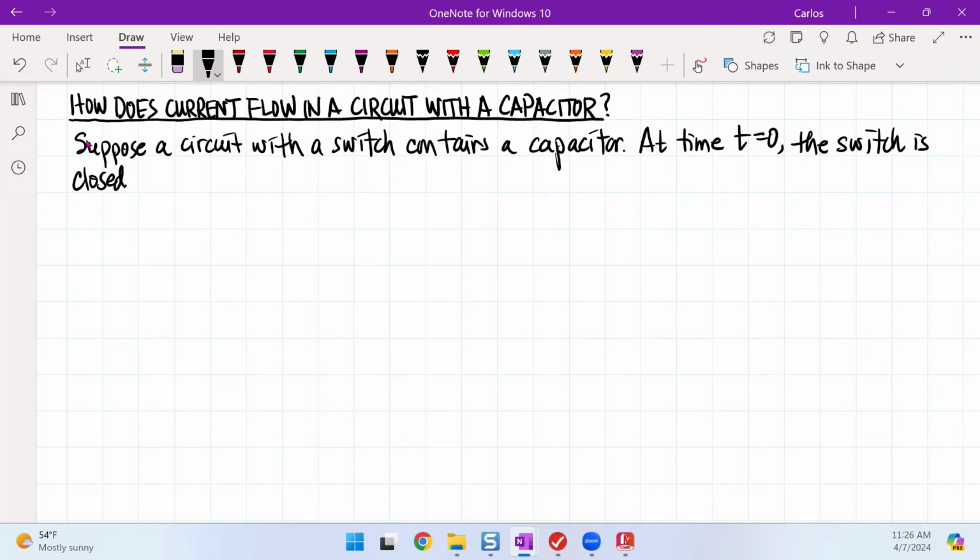Picture-wise, we have our source, and we have our capacitor. So the capacitor starts off initially uncharged, but at t=0, there is current flow that's going to occur.